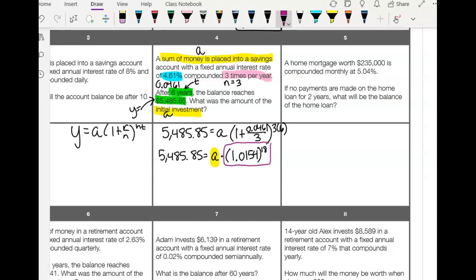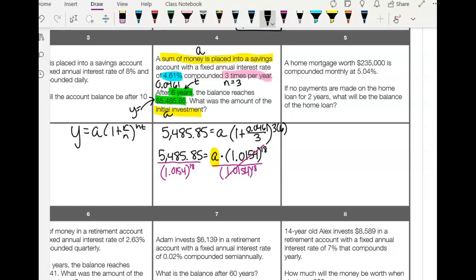Now, for precision's sake, I'm not going to go ahead and calculate this. Again, this is kind of a preference thing. I want to get this as precise as I can with that number. So that's where I'm going to divide out. I'm not going to calculate it just yet. I'm actually just going to divide both sides. I'm going to take that $5,485.85 and divide it by that exponential expression. That way it's going to cleanly cancel out. I'm not really worrying about doing any more estimating there.